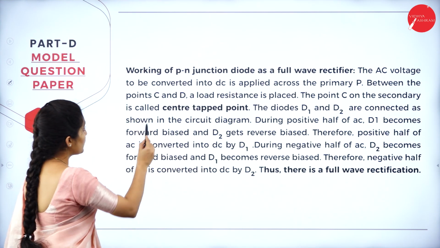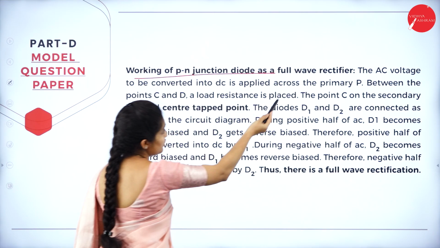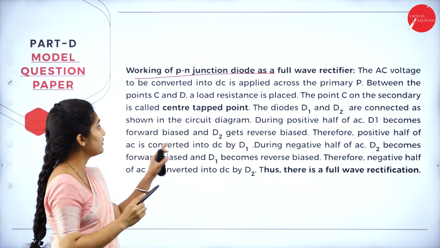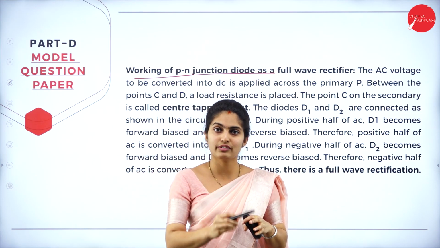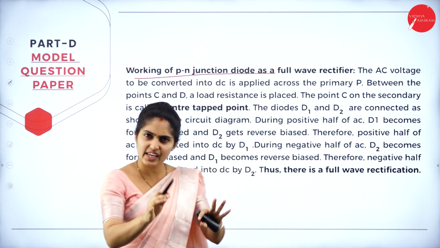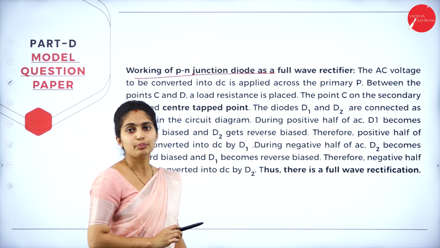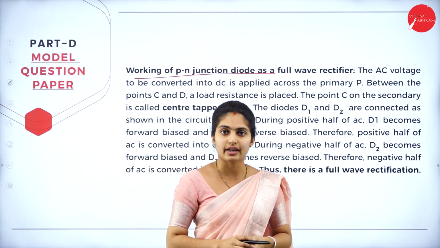Okay. Next is working of PN junction diode as a full wave rectifier. You can see completely when the AC voltage is converted. However, you start explaining the circuit, how it works. In the session classes, I have done the same thing. You will have to put it on your paper. If you read this, you will understand it better.